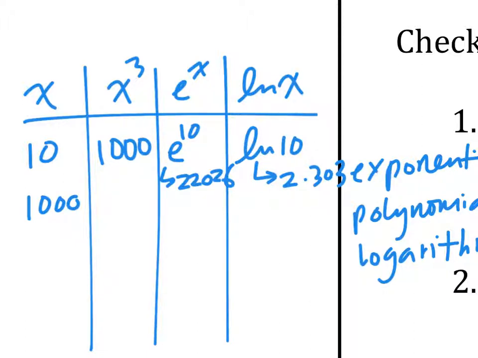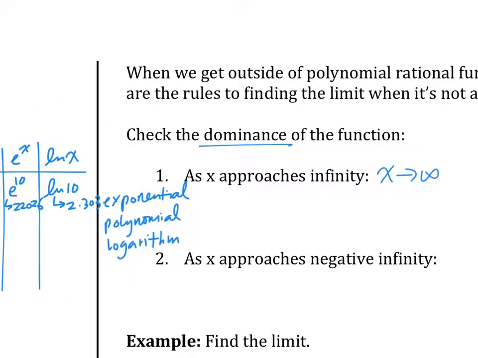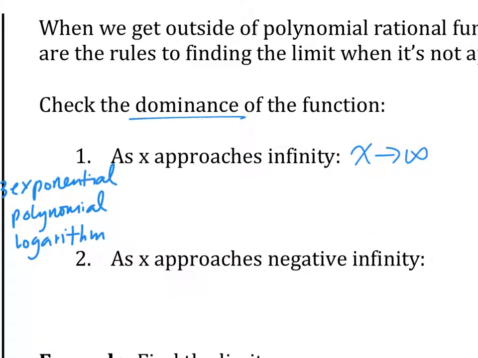Now, I could do 1,000, but you can see the trend, right? If you keep multiplying the same number over and over and over, of course it's not going to be the same as polynomial. Therefore, when x is going to infinity, the exponential will dominate everything. It's expanding so fast.